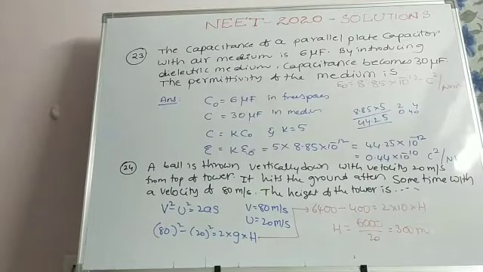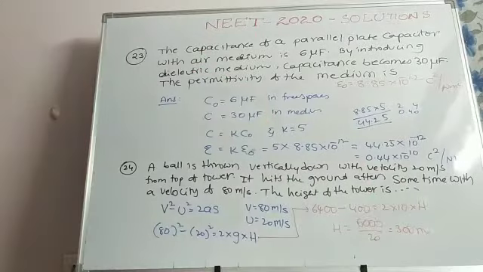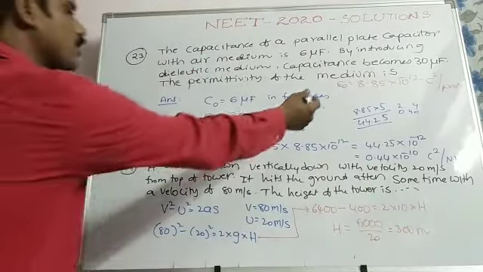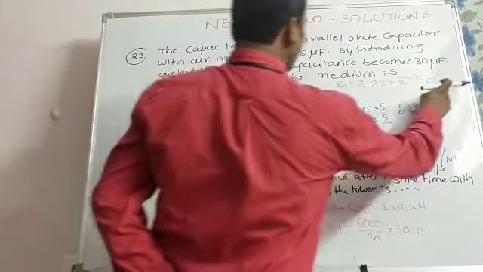So now, question number 23. The capacitance of a parallel plate capacitor with air medium is 6 microfarad. By introducing a dielectric medium, the capacitance becomes 30 microfarad. We have to find the permittivity of the medium, and given the permittivity in free space is 8.85 times 10 to the minus 12 coulomb square per Newton meter square.